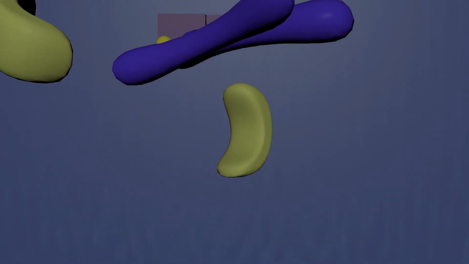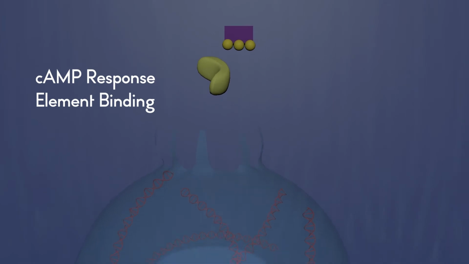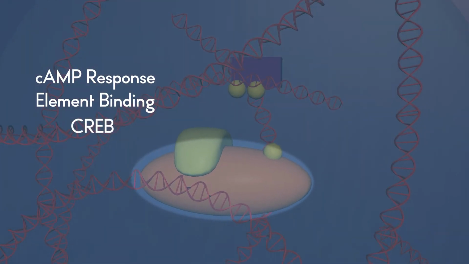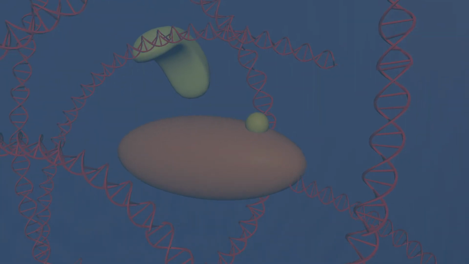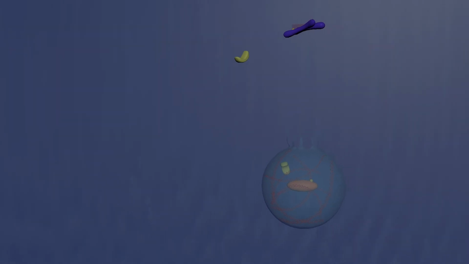The catalytic subunit can then enter the nucleus and phosphorylate target proteins such as the transcription factor cAMP response element binding protein, or CREB. Once phosphorylated, CREB binds to specific promoters in the genome and starts transcription for cell growth.